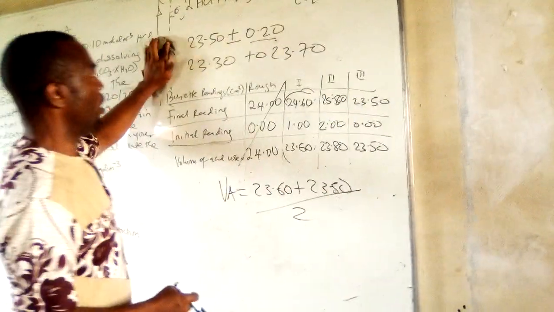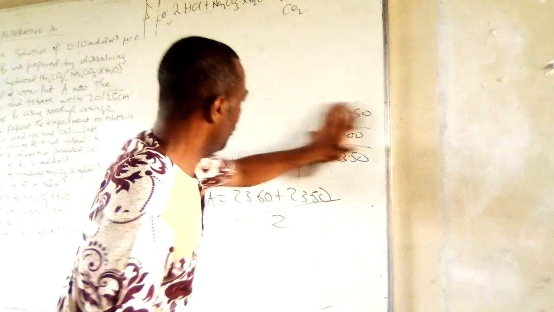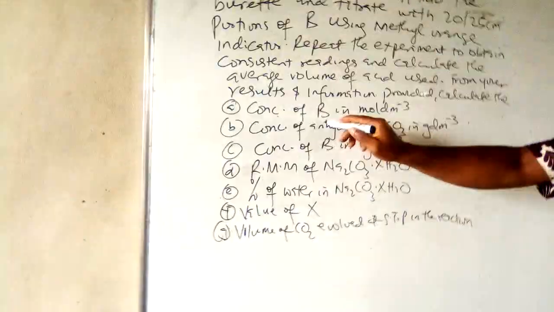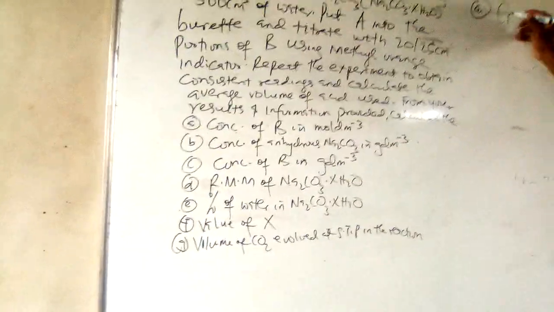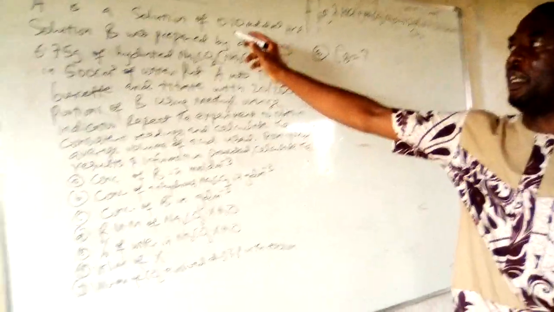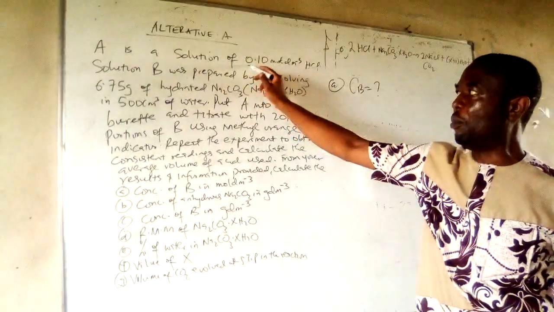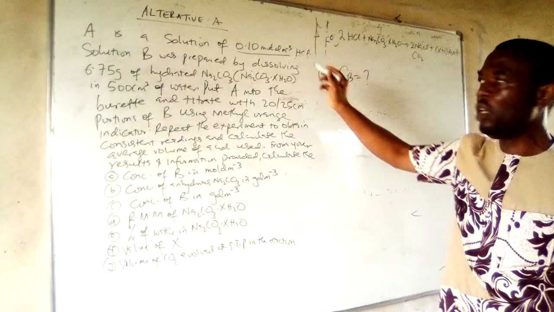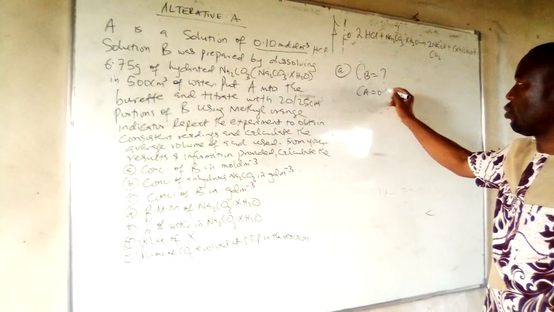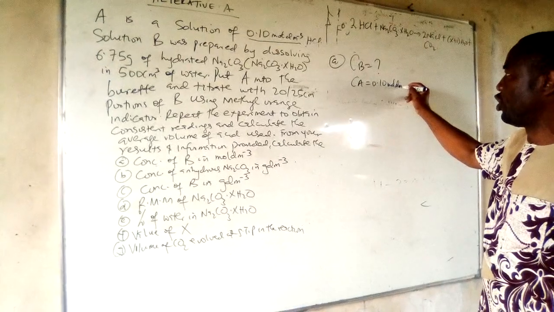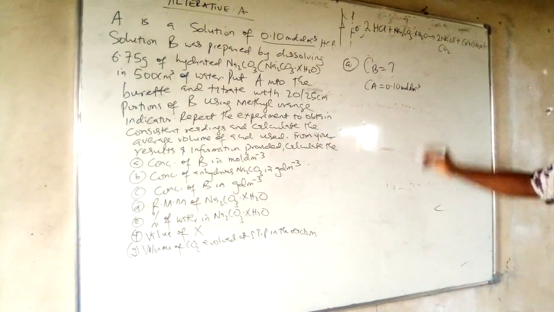So, having done that, we now go to the questions. The first question says, A, find the concentration of B in mol per dm cube. We're looking for CB in mol per dm cube. If you look up, we are given CA. By CA, that means concentration of the acid. We're given CA as 0.10 mole per dm cube. Good. Then look for VA.